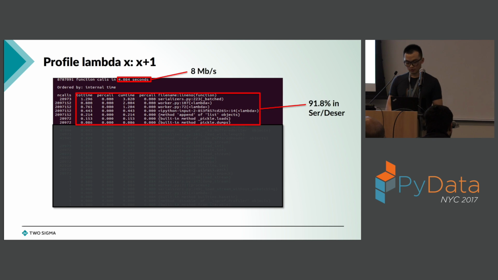To further illustrate this, we took a profile of executing this simple UDF, lambda x: x + 1, on PySpark using the existing UDFs. There are a few things I want to talk about here. First, the overall throughput of computing the simple operation is bad. It's only 8 megabytes per second. So it's bad by any standard for such simple computation. The second thing I want to highlight is that we found over 90% of the running time is spent on the serialization and deserialization code. So a lot of overhead.